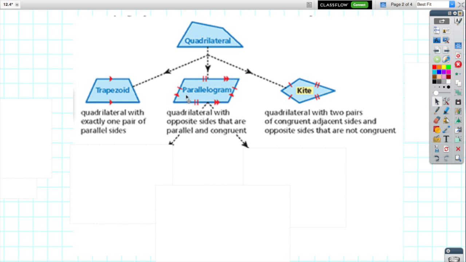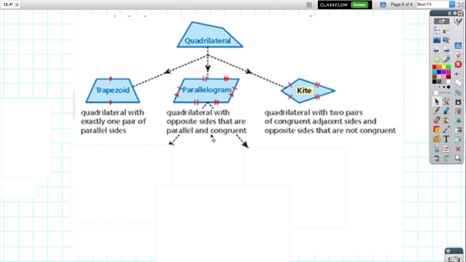So in the middle here we have parallelogram, and a parallelogram is similar to a trapezoid, but in the sense that both pairs of sides are parallel. These two sides are parallel, and these two sides are parallel. And since this pair is parallel and this pair is parallel, it also means that those sides are congruent. So this left side is the same length as the right side. This top side is the same as the bottom.